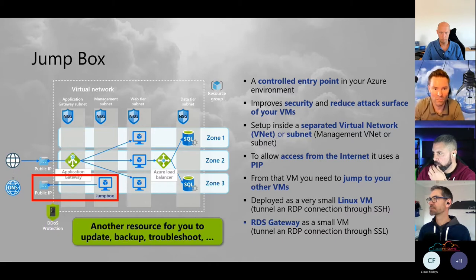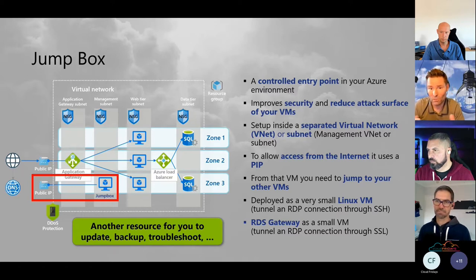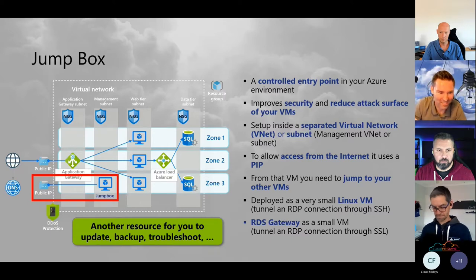But we also want to mention, if you're still using a jump box or you want to start using it, keep in mind it's a Windows Server VM in Azure. So it's another resource you need to keep updated. You need to back it up. And if it malfunctions, you need to troubleshoot it. And even when you want to foresee high availability, you should at least have two jump boxes deployed. So think about it. It's still an option, but you will see there are some better options these days.